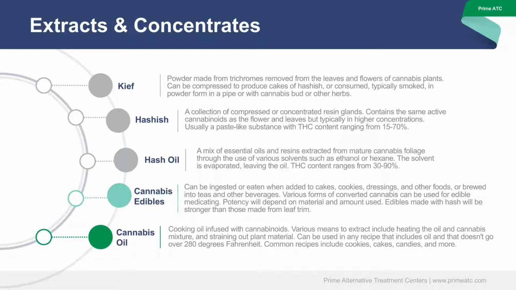Hash oil can be smoked with a specialty pipe or with a vaporizer, like a cannabis bud in a pipe or joint, or added to food. Cannabis edibles: cannabis can be ingested or eaten when added to cake, cookies, dressings, and other foods. It can also be brewed into a tea or other beverages.